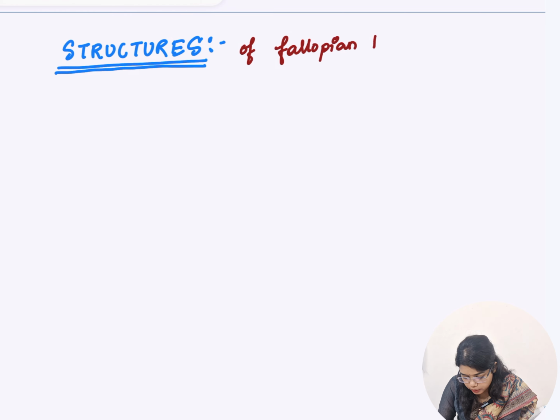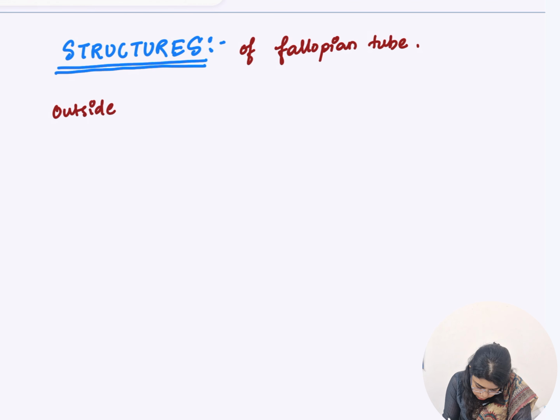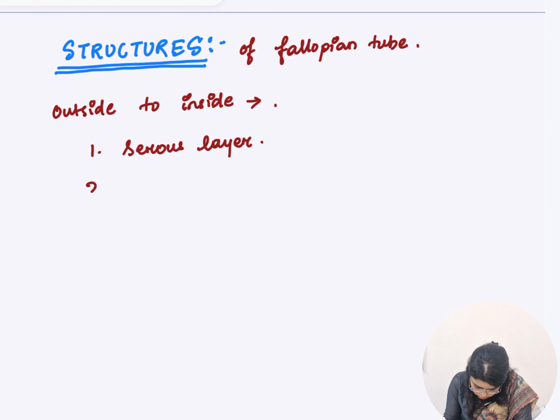Moving to the next, let's see the structure of the fallopian tube. Structure of the fallopian tube. Okay. So what are the structures from outside to inside? First, serous layer. Then second, muscular.